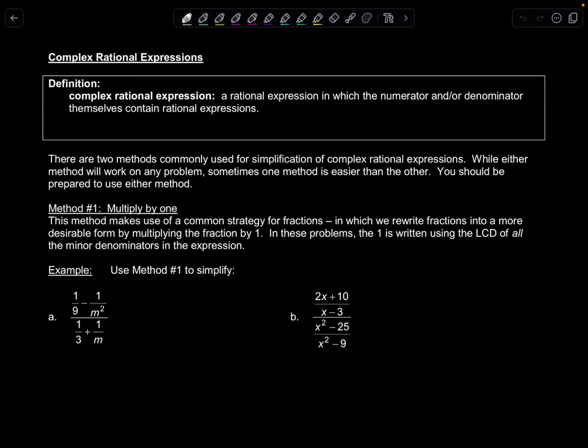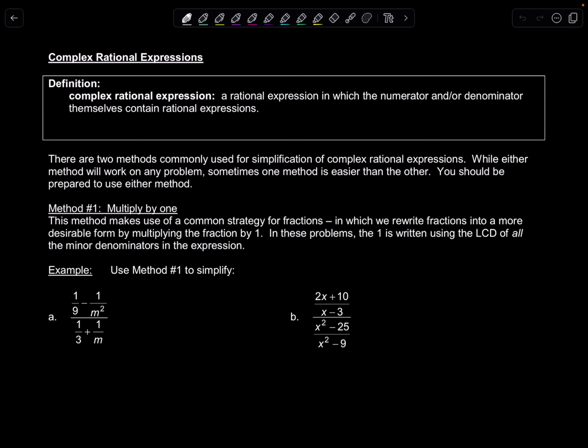This is part of the lecture series Algebra Review for the Calculus Student, and in this video we're going to learn how to simplify complex rational expressions and then look at examples in your calculus class where you're going to need to do exactly that. So first things first, let's get a definition under our belt.